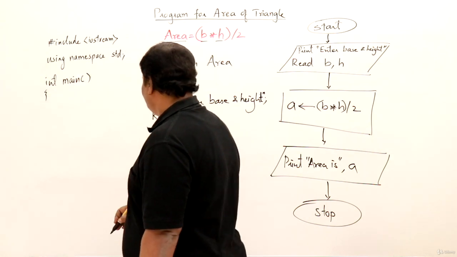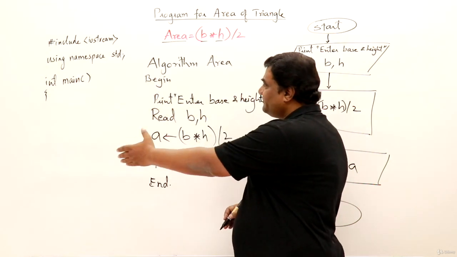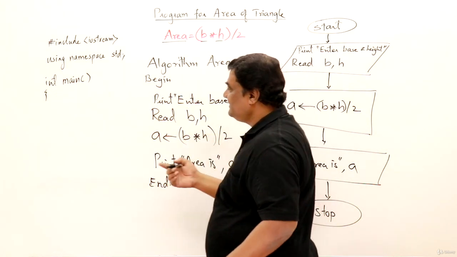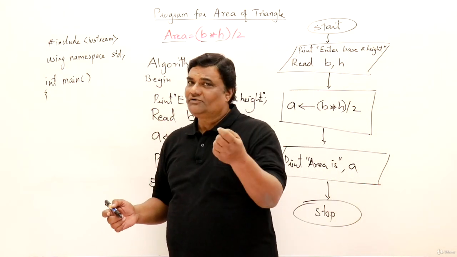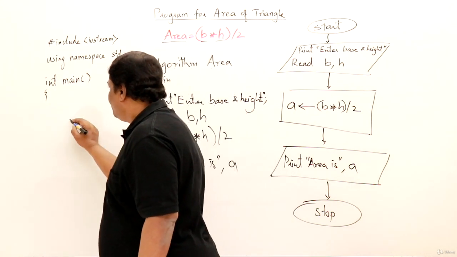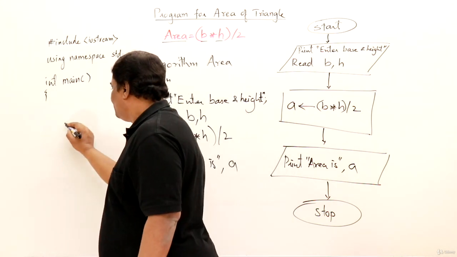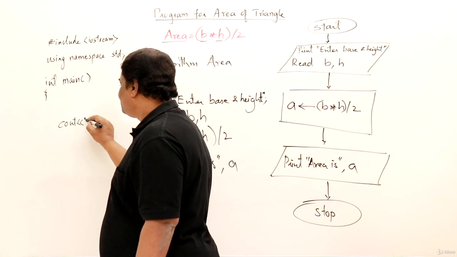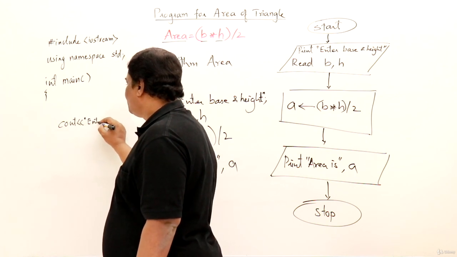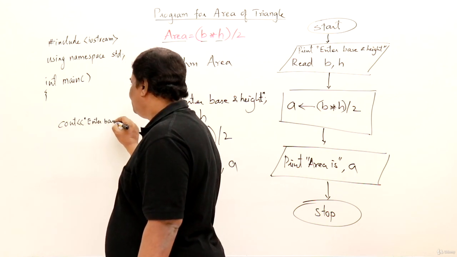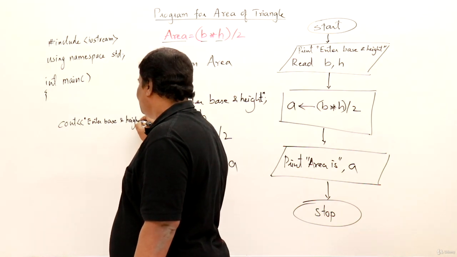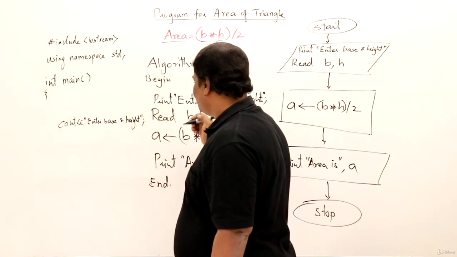Now let us convert this algorithm to a program. So inside the algorithm, the very first thing is enter base and height. So it is print. So how to write print? We use cout. Since I have already used the namespace, I can directly say cout, enter base and height. So this will give a message on the screen, right? Enter base and height will appear on the screen.